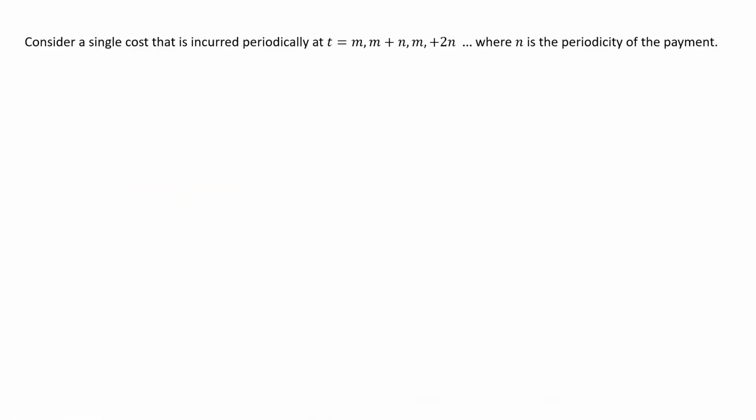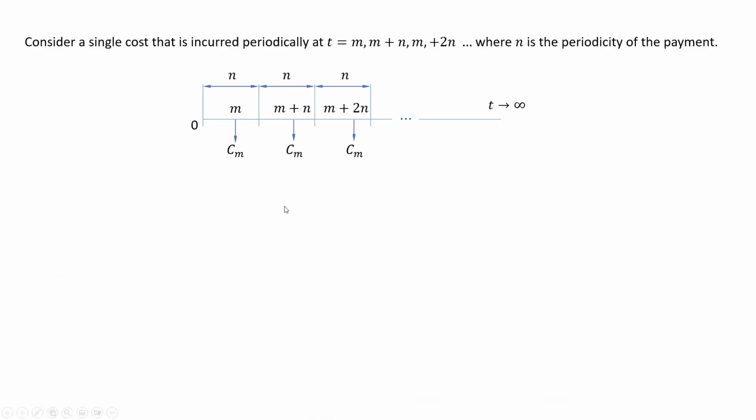So I figured I'll make it a little mathematical. The book doesn't have this. But then I figured, I'm going to show off my math skills and derive a formula myself. And so I said, let me show a cash flow diagram to it, and that probably will explain this. Consider a single cost that is incurred periodically at t equals m plus n, m plus 2n, m plus 3n, and so on, where n is what we call the periodicity of the payment.